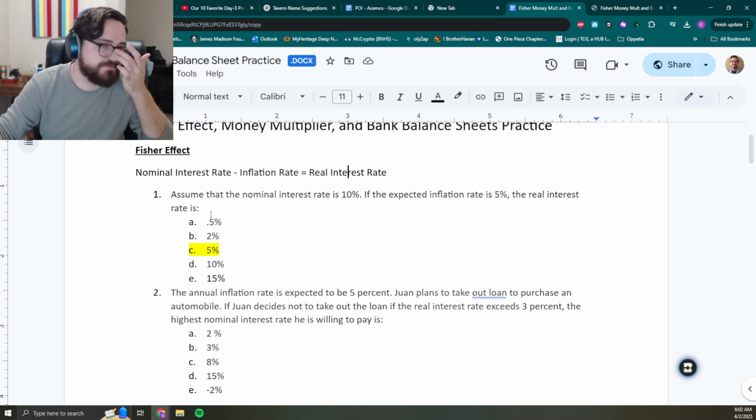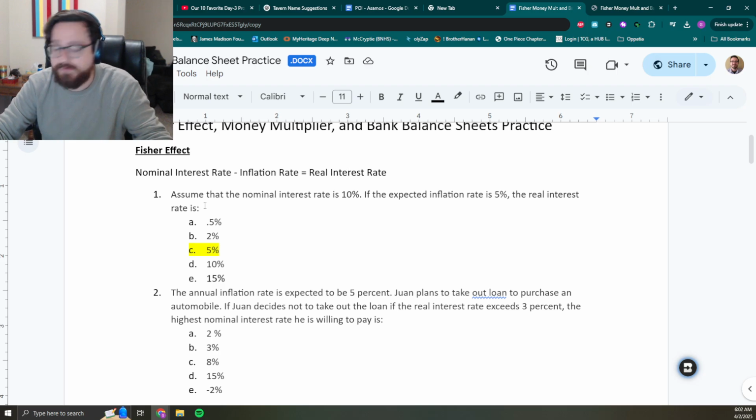The way I always remember this formula, same way I remembered it back in Unit 2, the difference between nominal and real values is inflation. That's like the difference terminology-wise. Real adjusts for inflation, nominal doesn't. And in second grade math word problems, difference means subtraction. So you just do nominal minus inflation equals real.